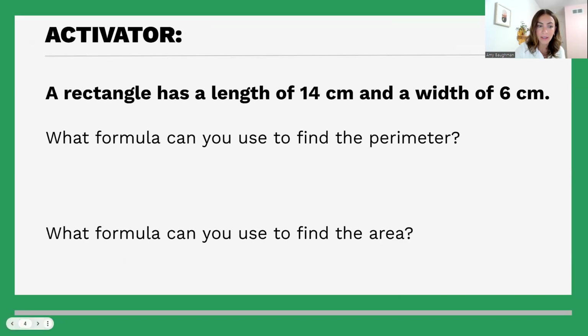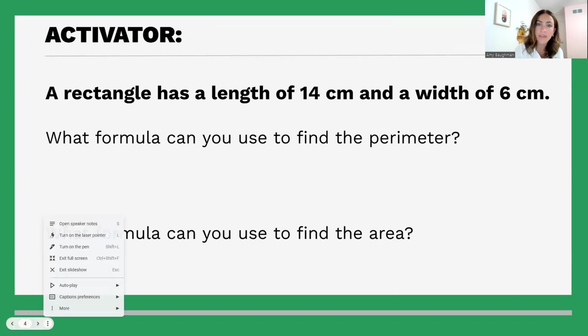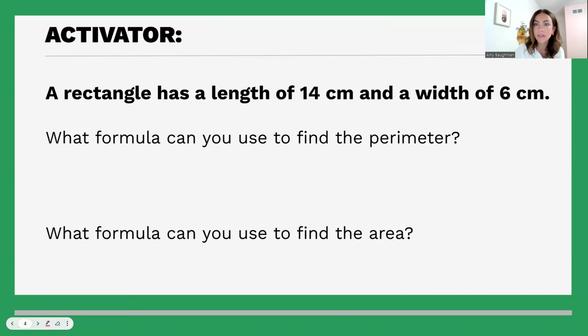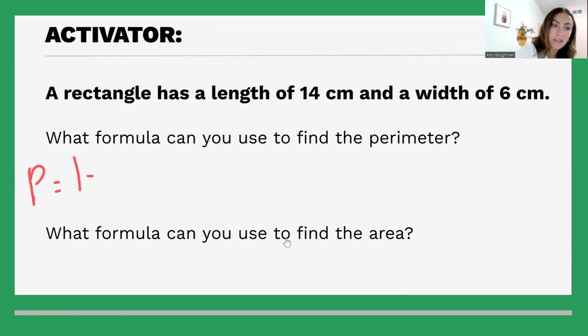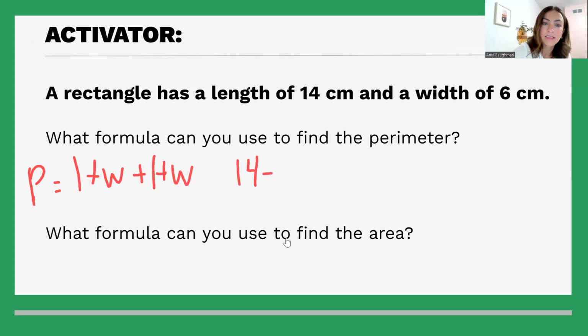So for our example, I have a rectangle with a length of 14 centimeters and a width of 6 centimeters. What formula can we use to find the perimeter? So my formula is going to be length plus width plus length plus width. So if my length is 14 and my width is 6, I'm going to simply add those sides of my rectangle together.